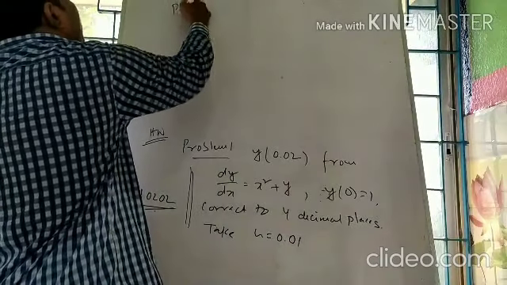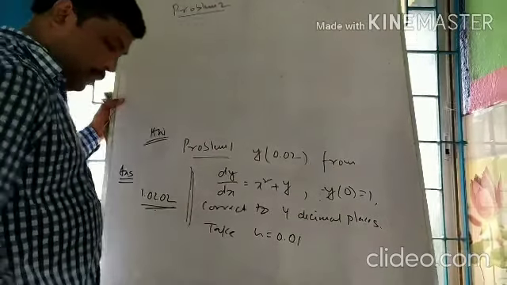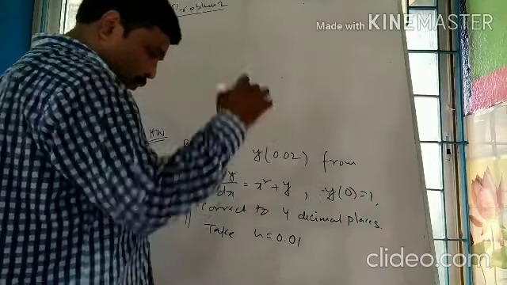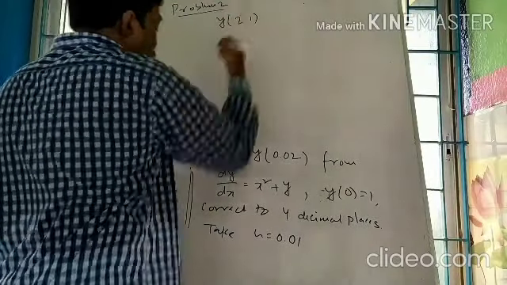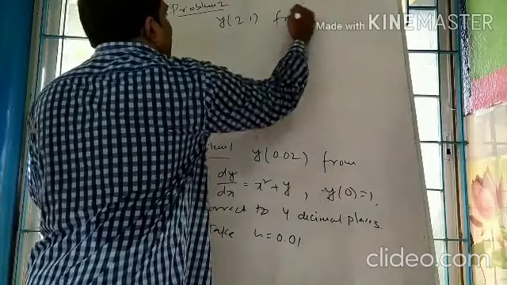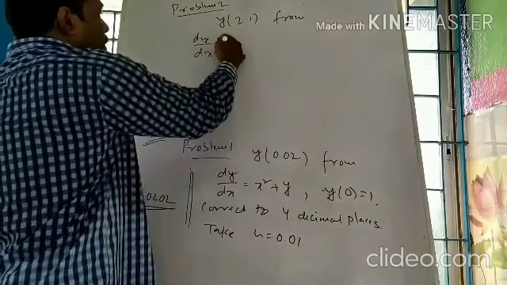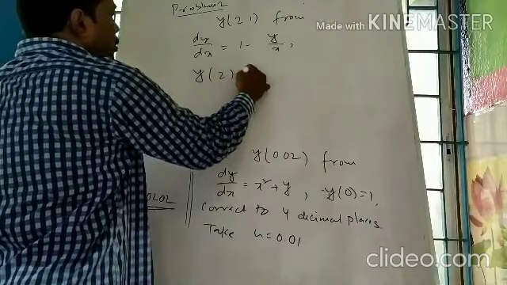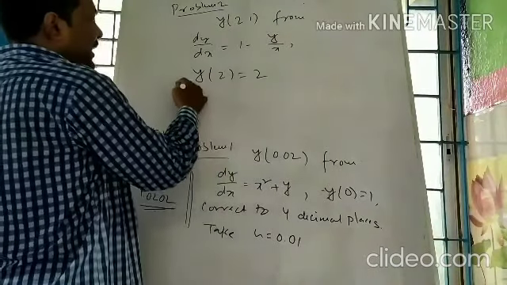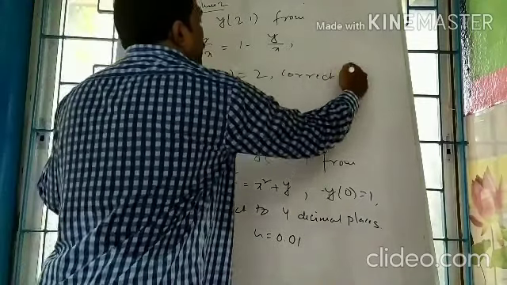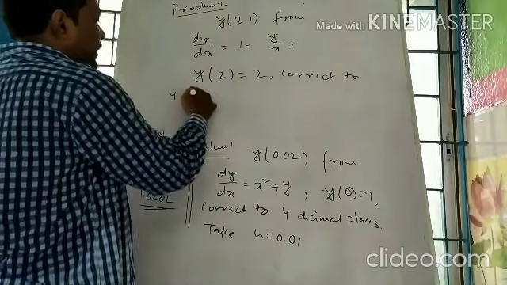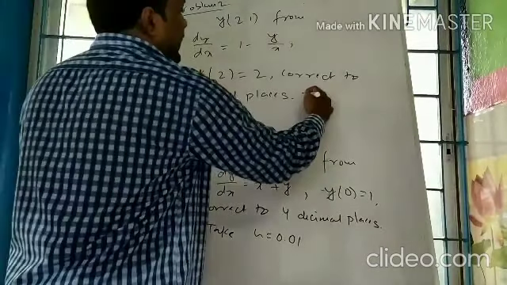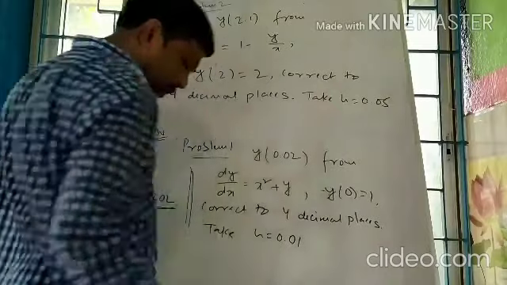Next, problem 2. Compute y at 2.1 from the differential equation dy dx equals to 1 minus y by x with initial condition y of 2 equals to 2, correct to 4 decimal places. Take h equals to 0.05.